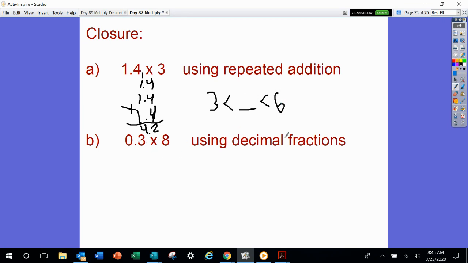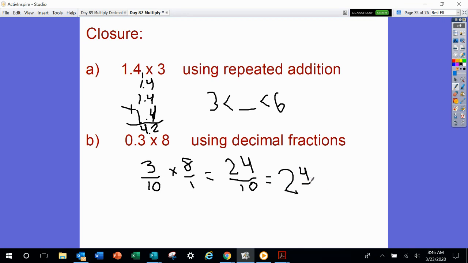Okay, here we go using decimal fractions. This would be 3 tenths times 8, also known as 8 over 1, which gives me 24 tenths, which I know is 2 and 4 tenths, which is the same as the decimal 2 and 4 tenths.